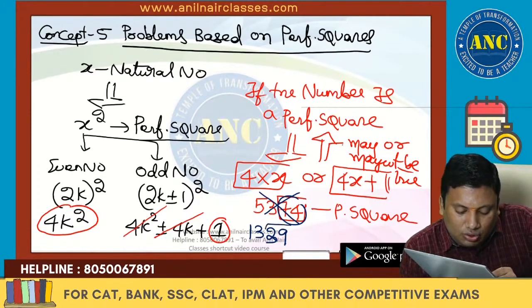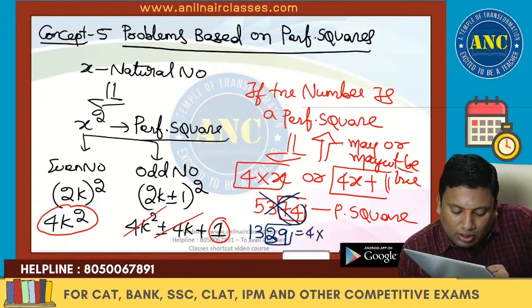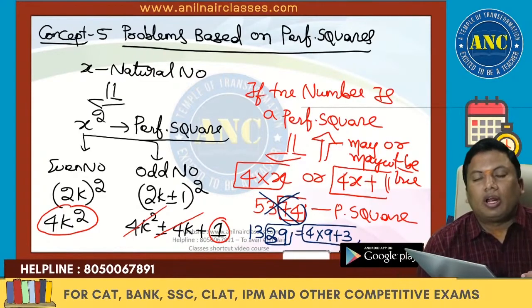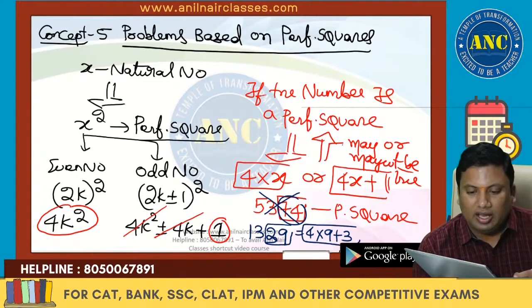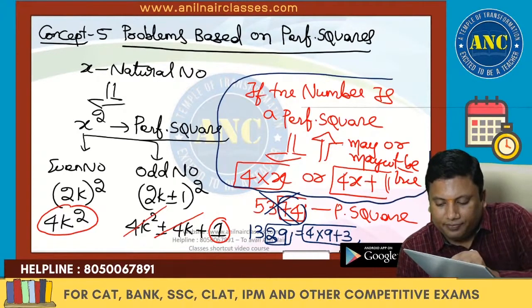1339. Last two digits is 39. 39 is 4 into 9 plus 3. It cannot be of the form 4k plus 2 or 4k plus 3. Very, very important logic. Please write down, sir.